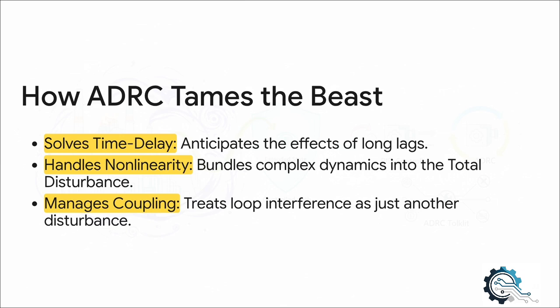That 50-second delay? Its effects just get absorbed into the total disturbance, and the controller learns to expect it. The crazy non-linear behavior of the boiler at low power? Yep, that's just part of the disturbance. The sudden demand to ramp up power to keep the grid stable? You guessed it, that's just another dynamic for the ESO to estimate and the controller to reject. It turns all these unique, impossible-sounding challenges into one problem that it knows how to solve.